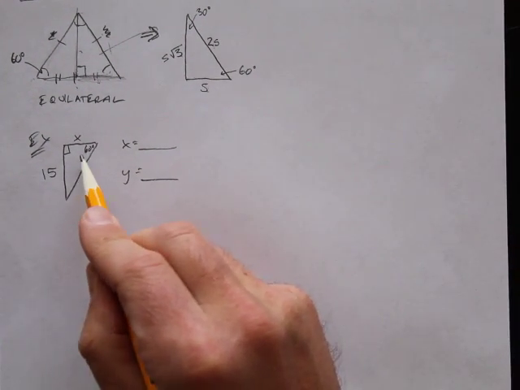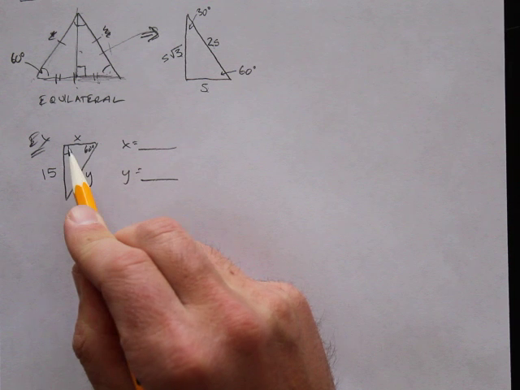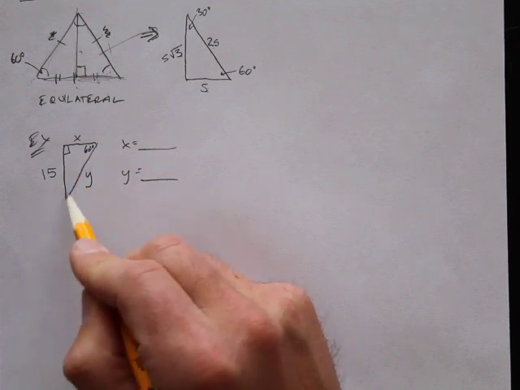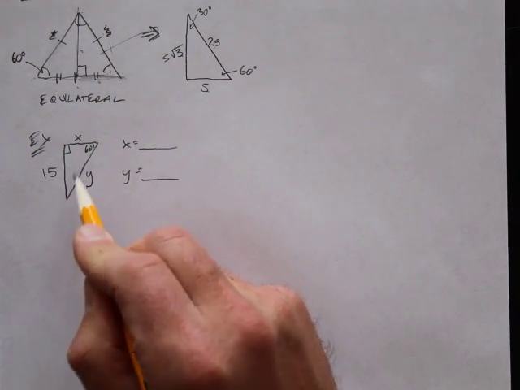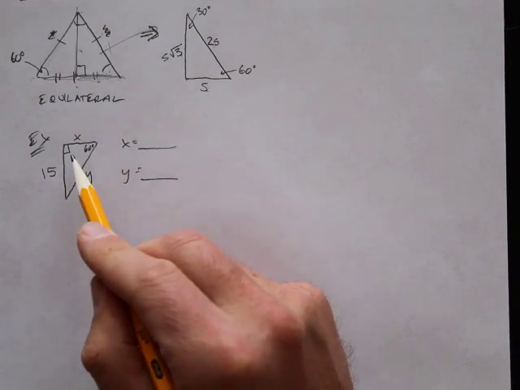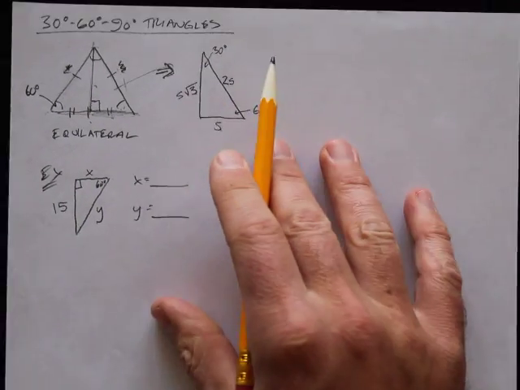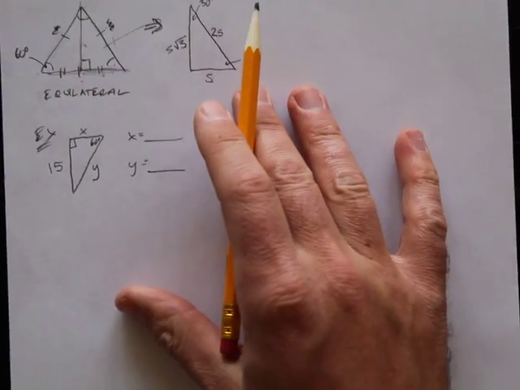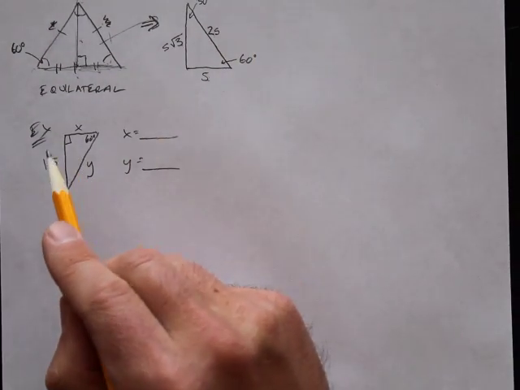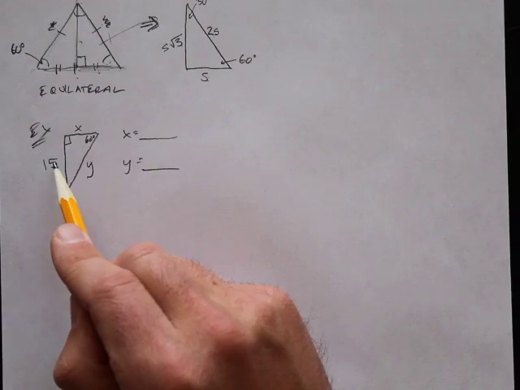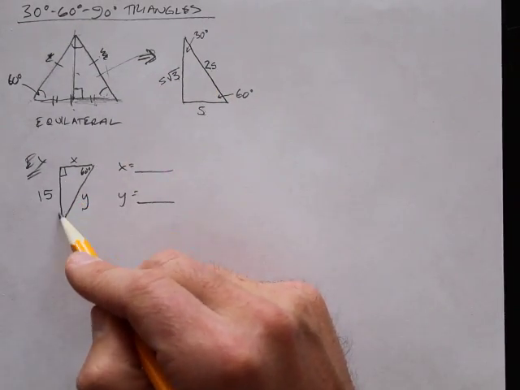Now, I know this is a 30, 60, 90 because here's 60, here's 90, and all that's left in 180 is 30. So this is a 30, 60, 90 triangle. So now I can use this information up here to help me solve this. So if this is 15, remember, this is the longer leg.